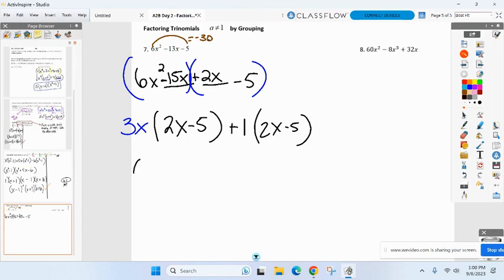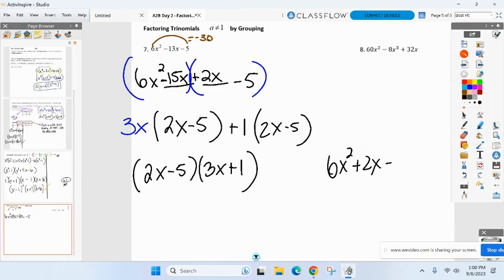So I should be left with 2x minus 5 and 3x plus 1. How's that look, Abby? I don't know if I did it right. Okay, so I'll do it real quick here. X squared plus 2x, and then you did minus 15x over here, minus 5.